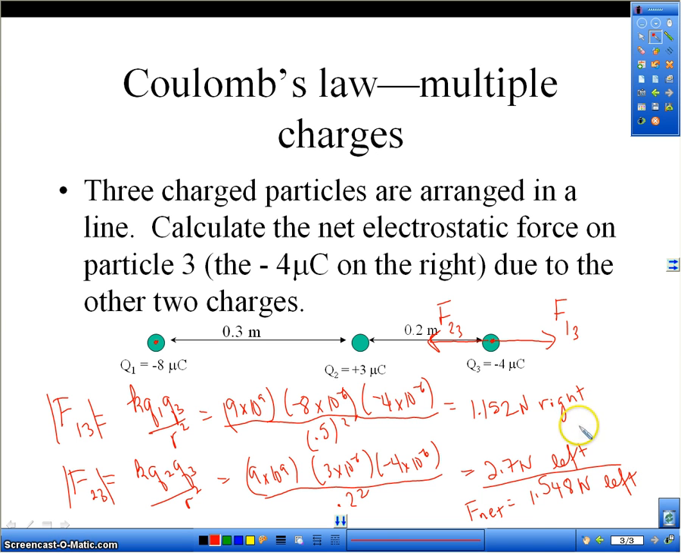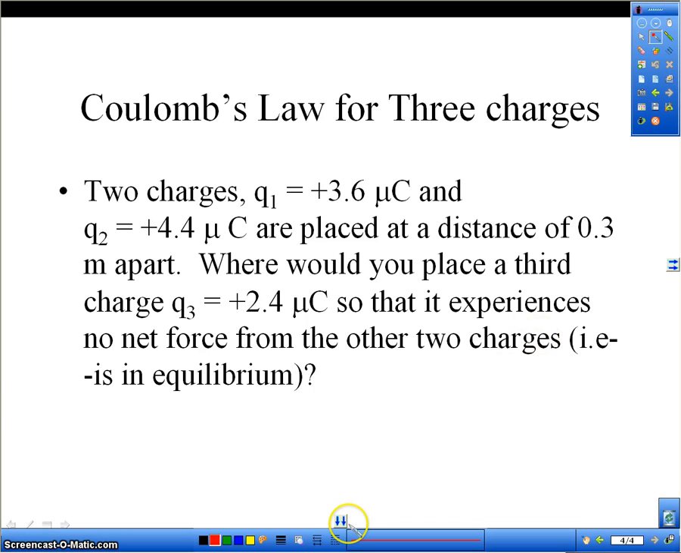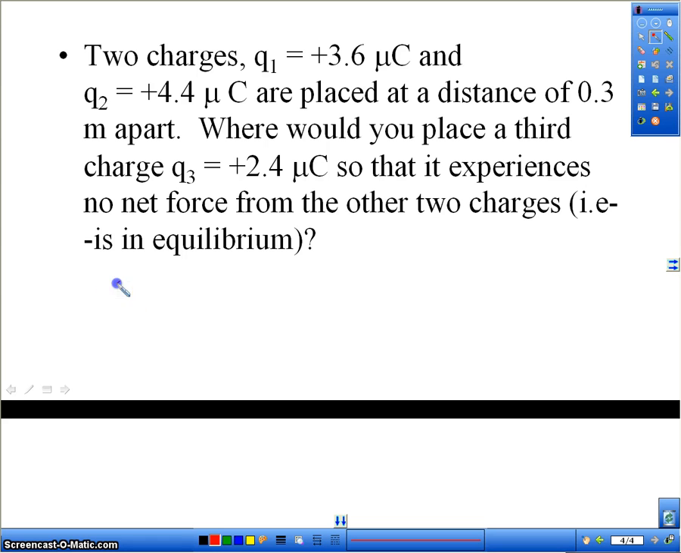So I just want to remind you, because those are sometimes problems that you have to work. Another type that you're going to see is these problems where you have to figure out where you're going to put a charge so that it's in equilibrium. So for example, we have two charges. They are 3.6 microcoulombs. I'll call this one Q1. And 4.4 microcoulombs. I'll call that Q2. They're both positive. So they want to know where in between those two, and they happen to be 0.3 meters apart from each other. So that's the distance.